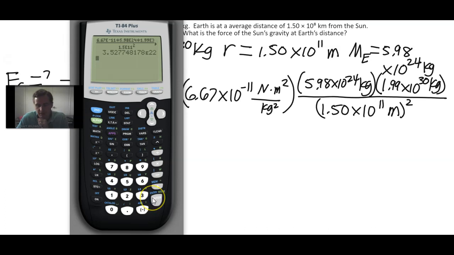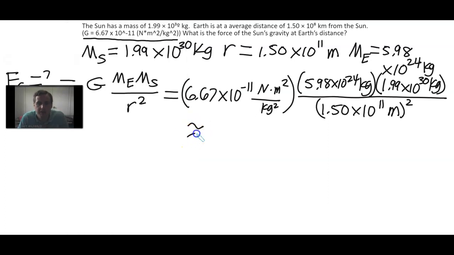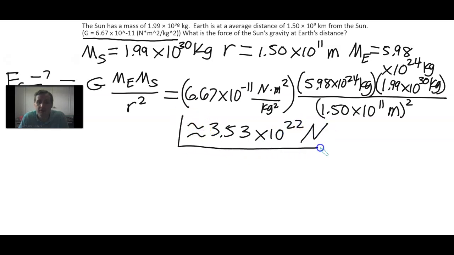Let's write this down. It's about 3.53 times 10 to the 22nd newtons, because this is a force. So this should be the approximate gravitational force that the sun exerts on the Earth, and the same force that the Earth exerts back on the sun.